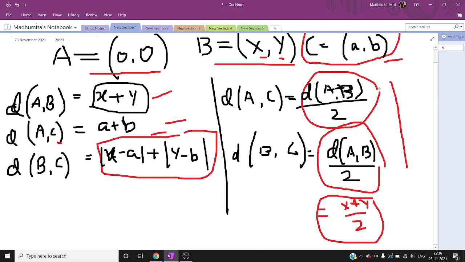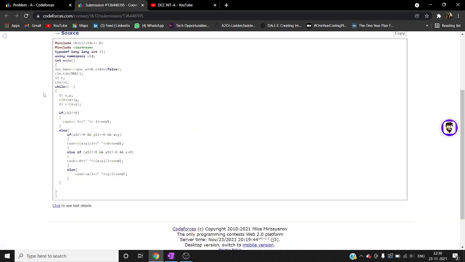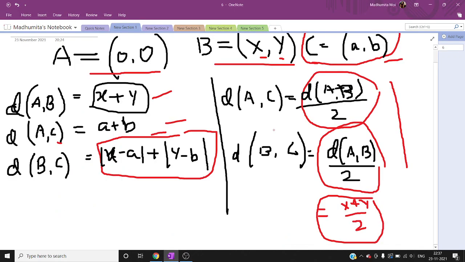So first we need to check, as the user inputs the coordinates of B, whether the distance AB is odd or even. If it is odd, then we simply print -1 -1. This is the number of test cases. I have taken the input x, y, the coordinates of B. Then I have stored the distance from A to B, that is simply x + y. Now my first condition check is: if (x + y) mod 2 is not equal to 0, then we print -1 -1 as per the given condition.